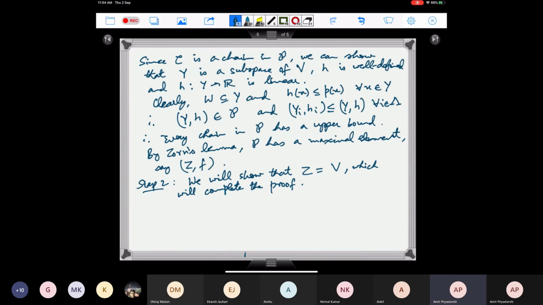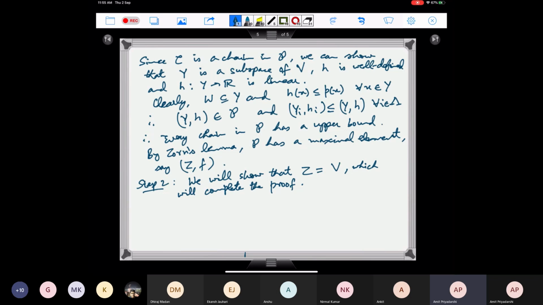This is again not a very easy thing, how to see that this has to be the whole vector space. For that, we have to show that if Z is a proper subspace of V, then we can extend this, so we get a bigger element. That will contradict the maximality of Z comma F. So suppose this is not equal to V, then we will see that we can get a bigger element.